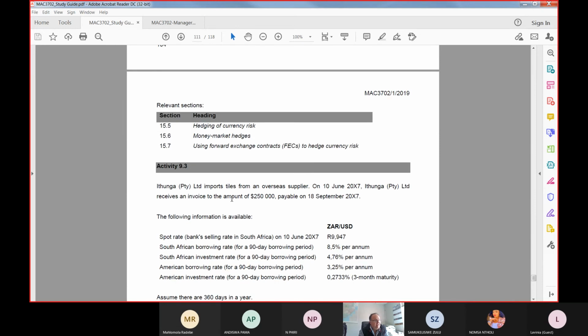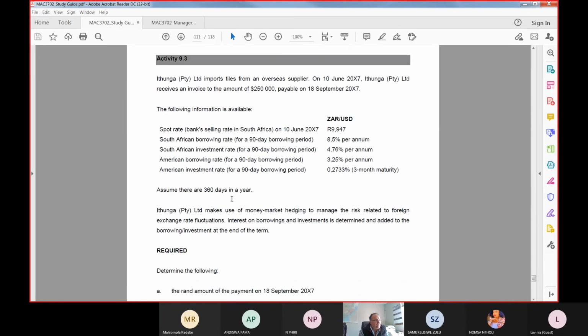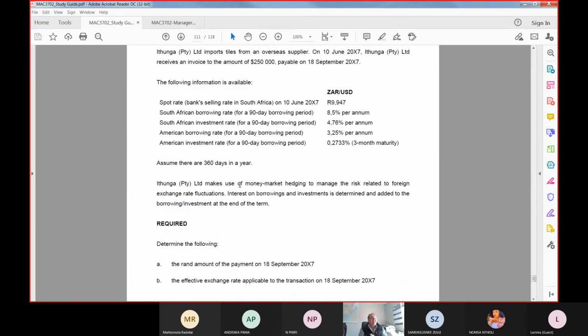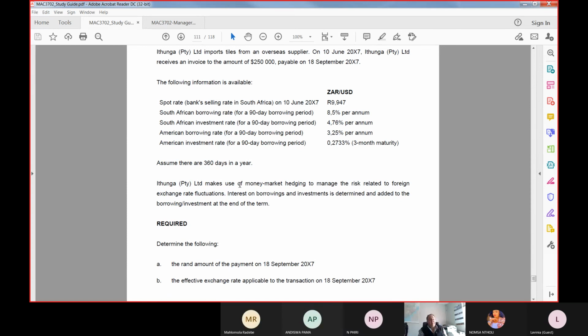Hedging currency. Here's one of hedging currency. What happens with hedging currency? When you take the South African rand, you take it abroad and it comes back. What happens to that exchange after 90 days? Okay.